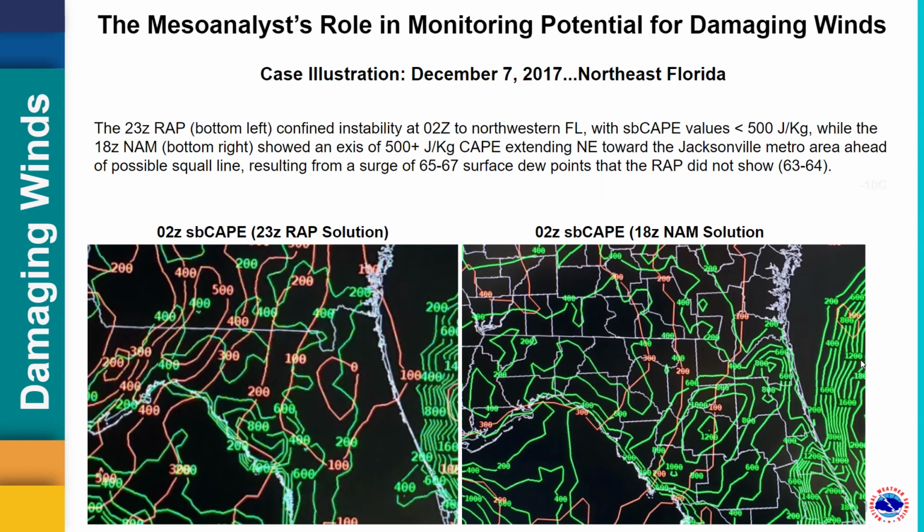The models provided different solutions. Here we see on the right the 18Z NAM suggesting a surge of mid-60s surface dew points that would lead to an excess of CAPE values of 500 or greater joules per kilogram ahead of the squall line, while the 23Z RAP to the left, upon which the SPC mesoanalysis data is initially based, does not.